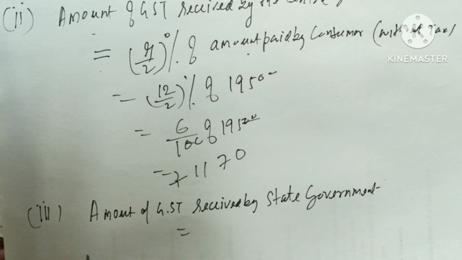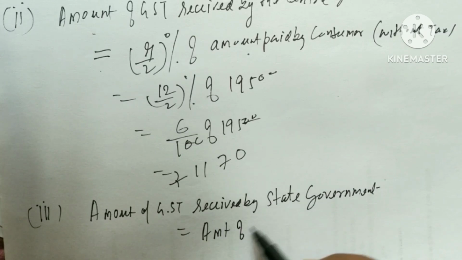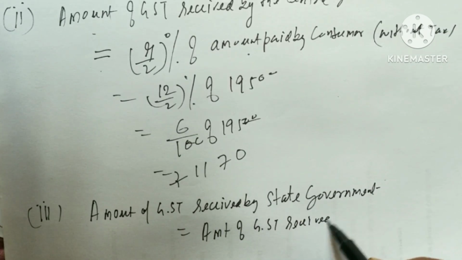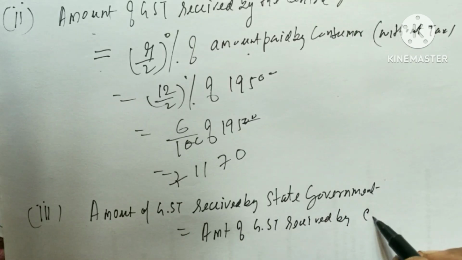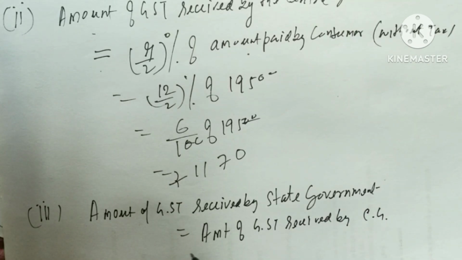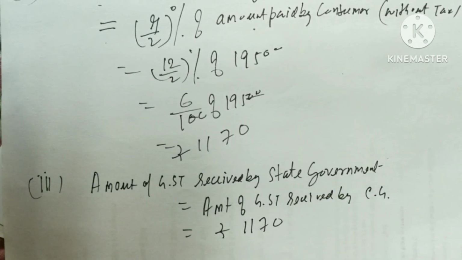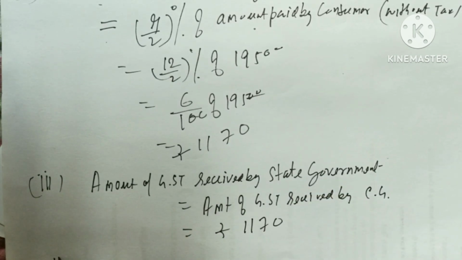The third part is the amount of GST received by the state government. This is equal to the amount of GST received by the central government. It is the same, rupees 1170.